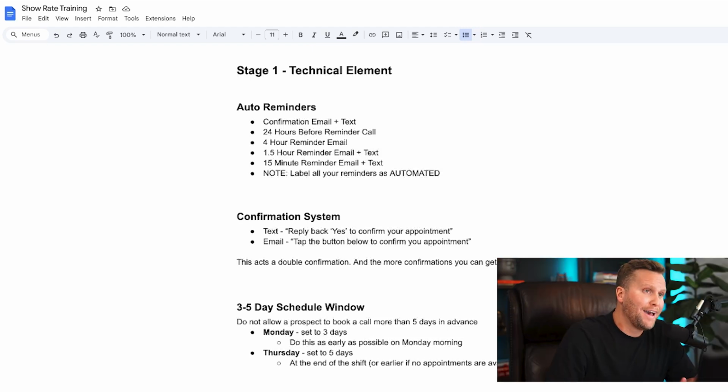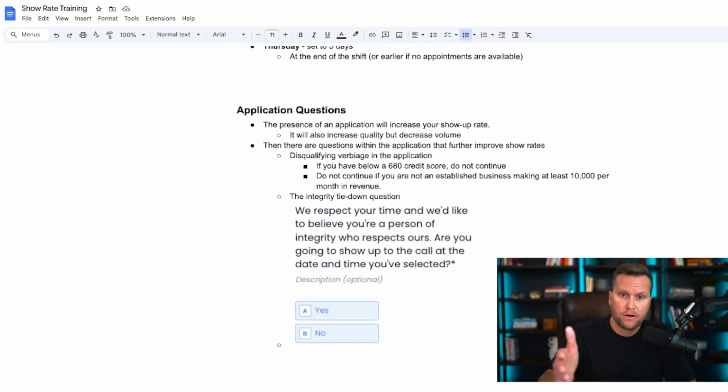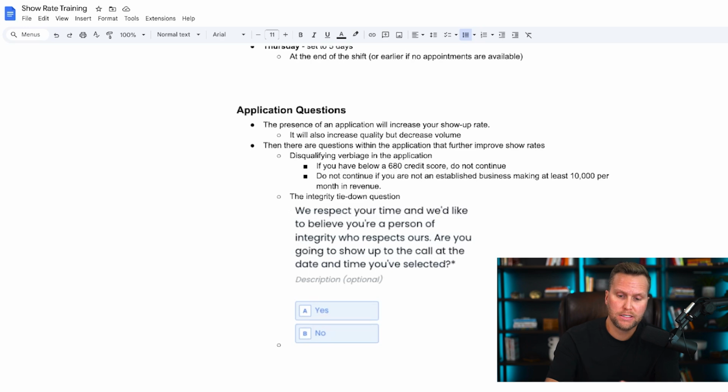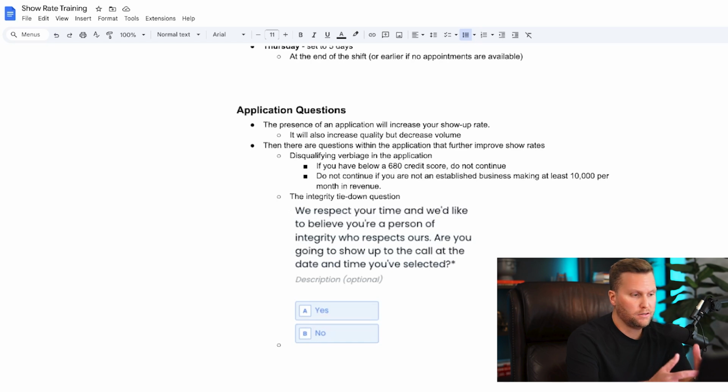Now, the next thing you can add in to increase your show rates is application questions. So if you look here, just the presence of an application in the process will increase your show rates. The reason being is because it increases the quality of the prospects going through and adds in a little bit more friction. So let me walk you through what I mean by an application. If someone sees an ad, they go through a sales page and then there's a call to action to book an appointment. You can add in an application, which could be anywhere between 3 to 5 questions.